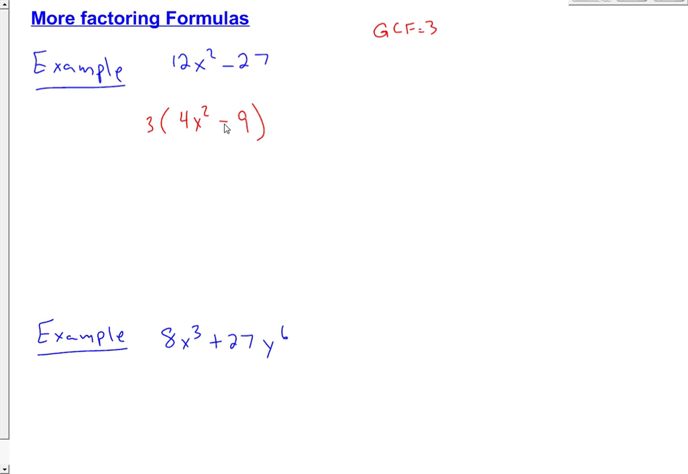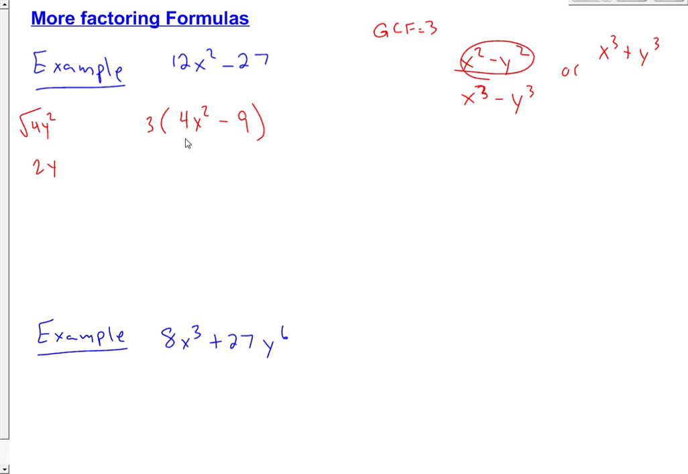So now I still have two terms here, and I need to consider whether or not this is an x squared minus y squared, an x cubed minus y cubed, or x cubed plus y cubed. It's minus again, and we have x squared. So I'm going to go with the x squared minus y squared and make sure that works. So can I take the square root of 4x squared? Well, square root of 4 is 2, and square root of x squared is x.